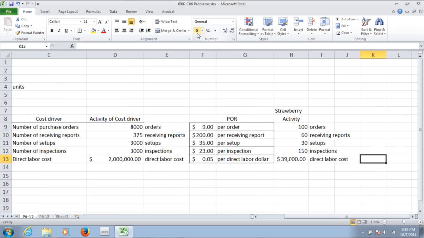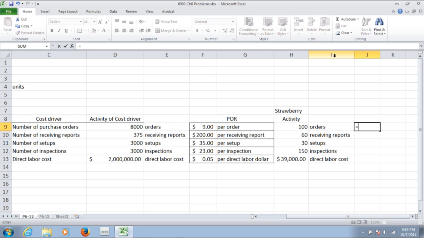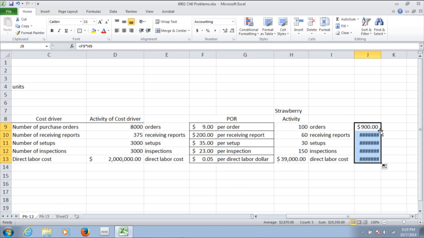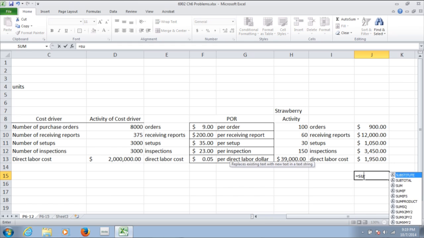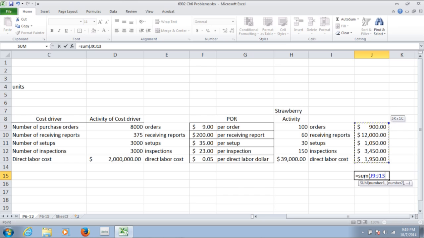So in part B, when we're asked to calculate the overhead assigned to this particular product, we would take $9 per purchase order multiplied by the number of purchase orders. And in this case, we would have $900 for strawberry cheesecake. Copy these down. And we will have in total $19,350.